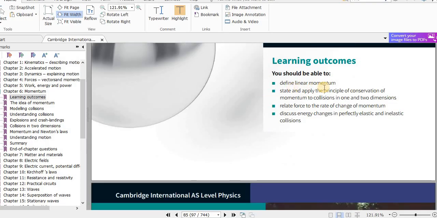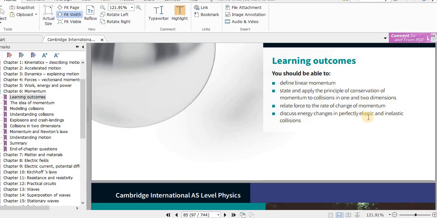Define linear momentum. State and apply the principle of conservation of momentum to collisions in 1 and 2 dimensions. So we have 2 dimensions also now. If you take higher levels of physics, you will have 3 dimensions also. Relate force to rate of change of momentum. Now if you learn the Newton's laws, you know that Newton's second law is saying that the resultant force is equal to the rate of change of momentum.